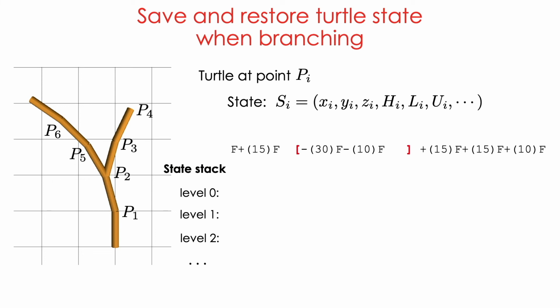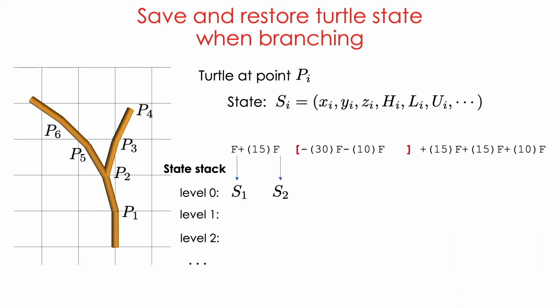Okay? And in this way, I can accumulate as many branches as I want. I will be able to each time recover my state in a consistent manner. So I can just show you how it works. When you read the first character, the state of the turtle is S1.